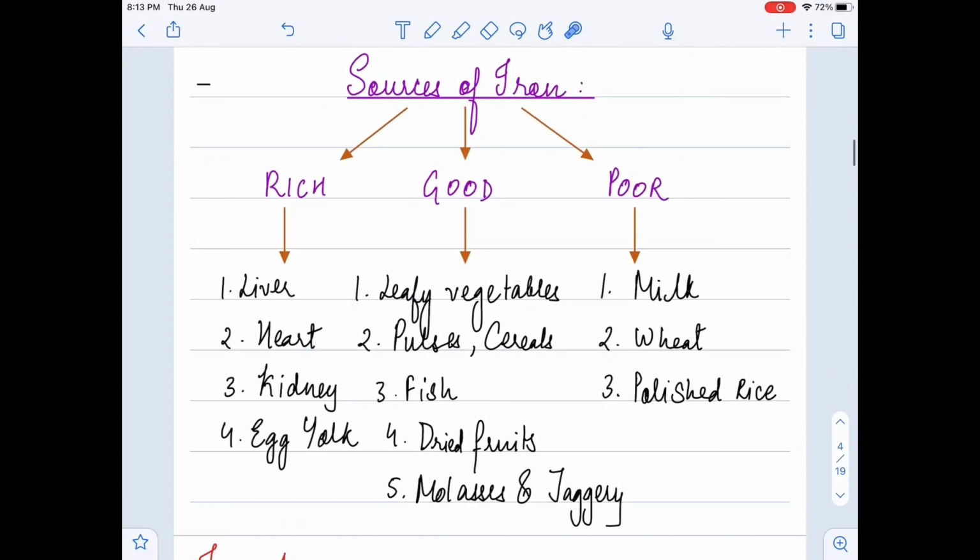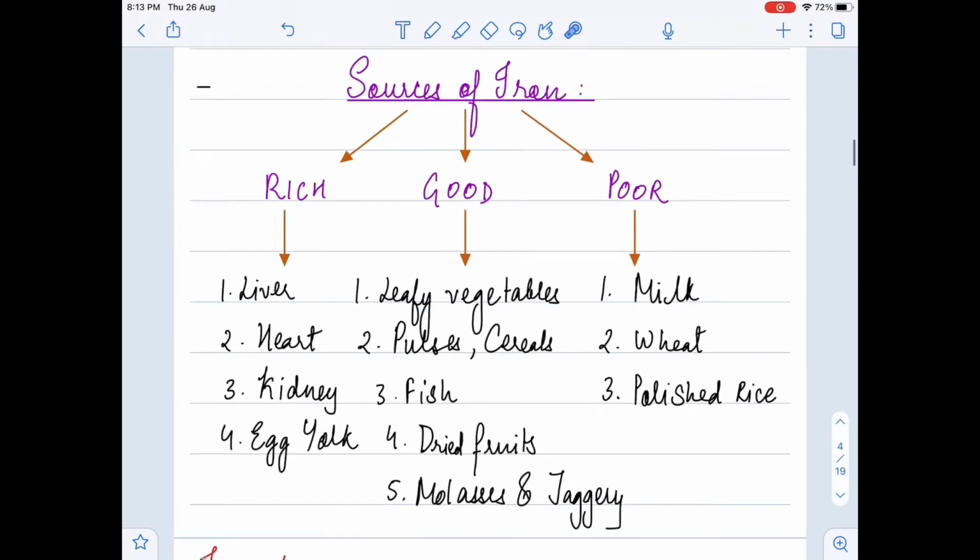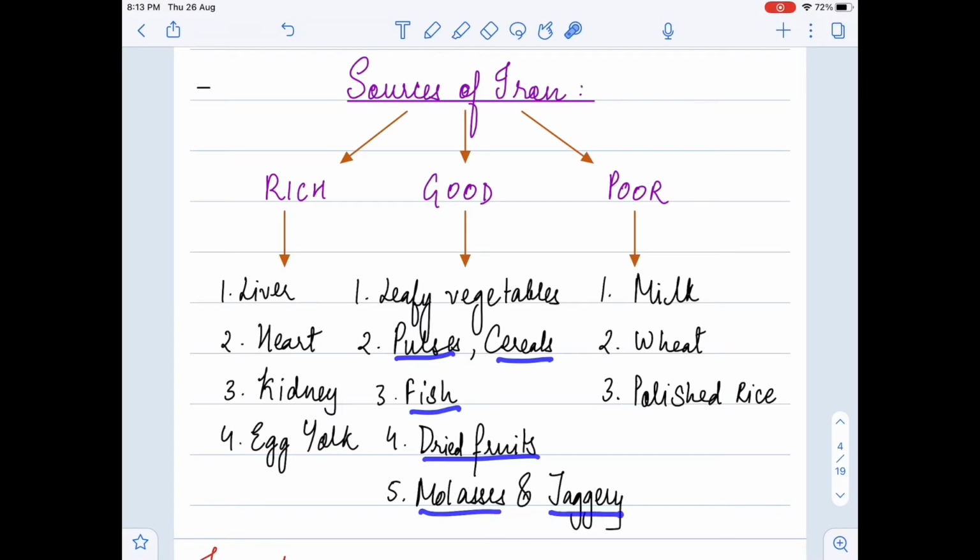So, what are the sources of iron? The rich sources of iron are meat, which constitutes liver, heart, kidney, and sometimes egg yolk. The good sources can be leafy vegetables in the form of spinach, broccoli, cabbages, then pulses and cereals, fish, dried fruit, molasses and jaggery, and the poor sources of iron are milk, wheat, and polished rice.